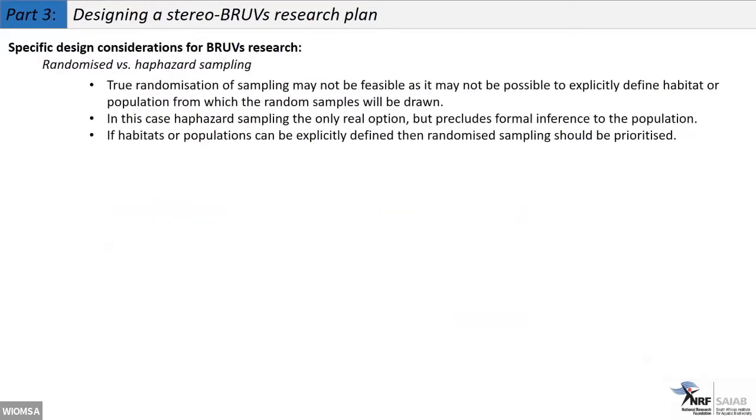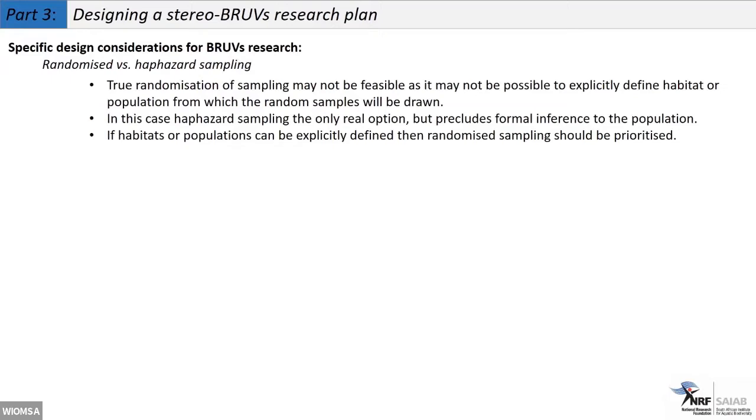So to look into some of the specific design considerations for BRUV research, firstly, an important consideration is random versus haphazard sampling. And this applies to most subtidal sampling methods, as in many situations, the absence of a detailed seafloor habitat map means that the habitat or population from which the samples would be drawn cannot be explicitly defined, and this precludes the use of randomized sampling. In this case, haphazard sampling is the only real option, with no scope for formal inference of patterns detected in the sample to the population.